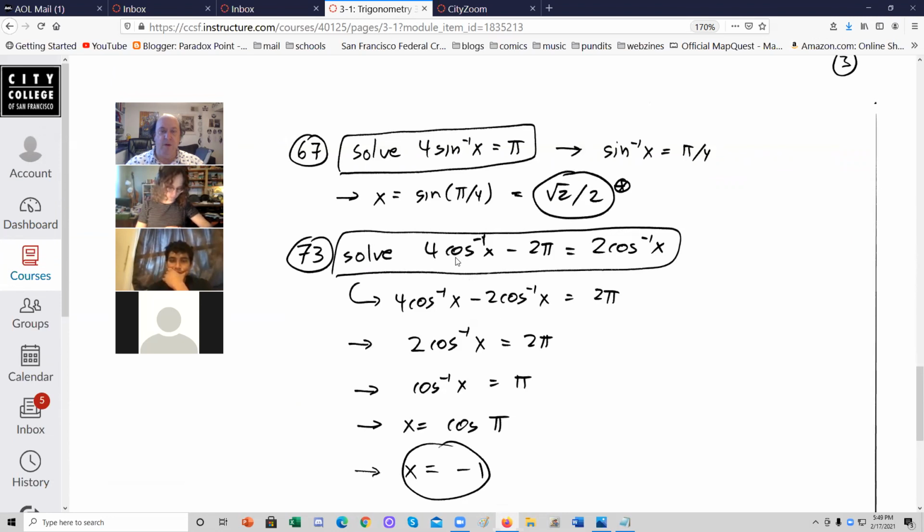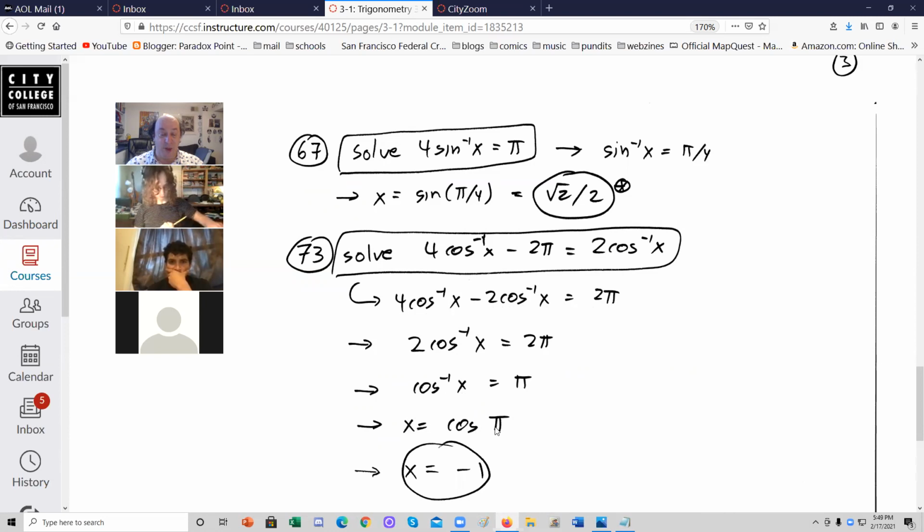Solve 4 arc cosine x minus 2 pi equals 2 arc cosine x. Well, okay, first we move the 2 arc cosine x to the left and move the 2 pi to the right by adding 2 pi to both sides and subtracting 2 arc cosine x from both sides. So you get 4 arc cosine x minus 2 arc cosine x equals 2 pi. This simplifies to 2 arc cosine x equals 2 pi. Divide both sides by 2. You get arc cosine x equals pi.